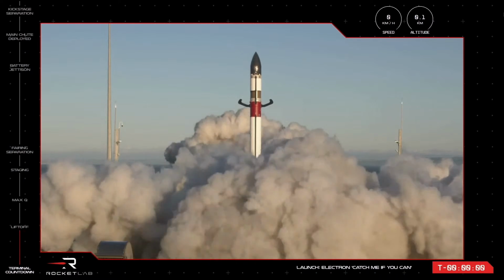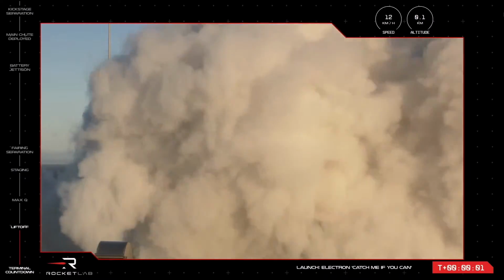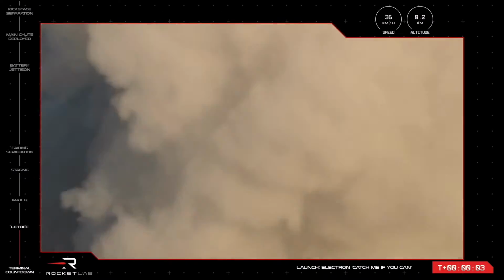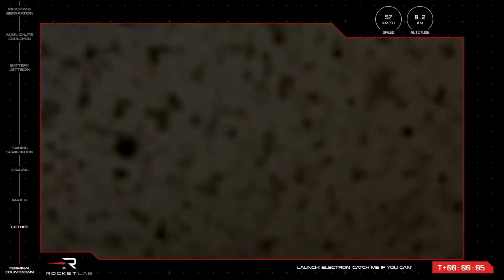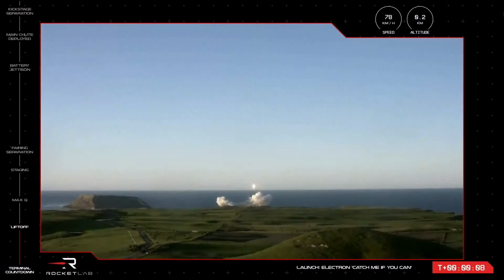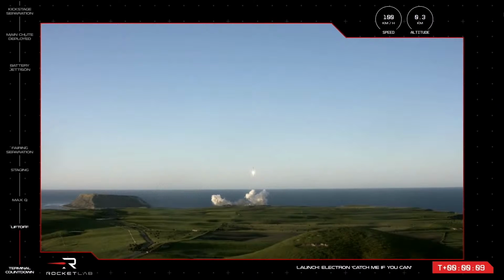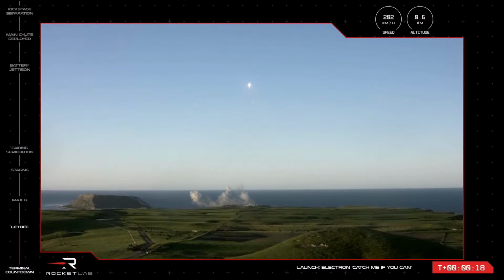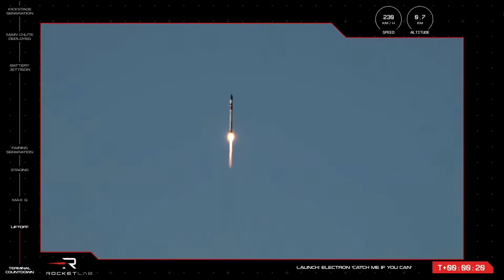5, 4, 3, 2, 1. Beginning to pitch over. Stage 1 propulsion nominal.